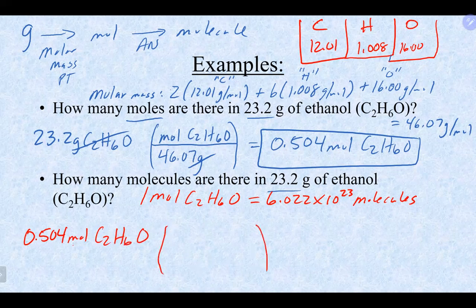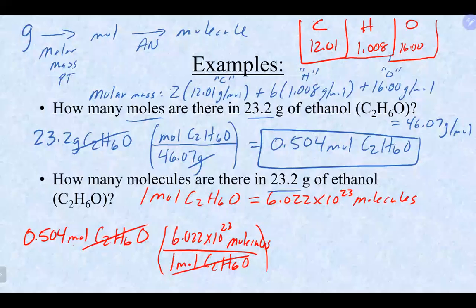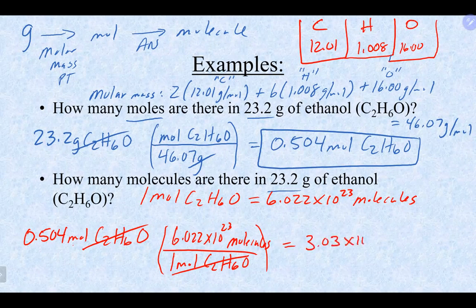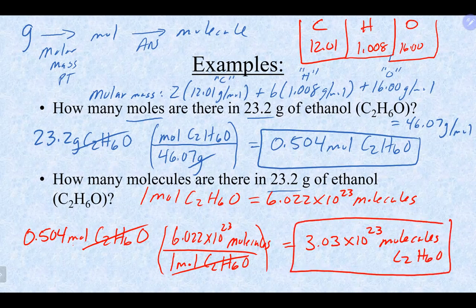Once again, setting it up the dimensional analysis way where our moles will cancel. We need to put moles on the bottom. So 1 mole of C2H6O. Up on top is going to go Avogadro's number. And that would be molecules. The moles will cancel. We do want to make sure that we use our exponent button when we punch that Avogadro's number in. And it looks like we'll end up with something like 3.03 times 10 to the 23. And again, these would be molecules of our C2H6O. Any questions on that part?